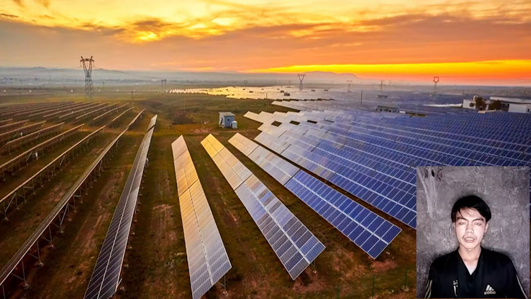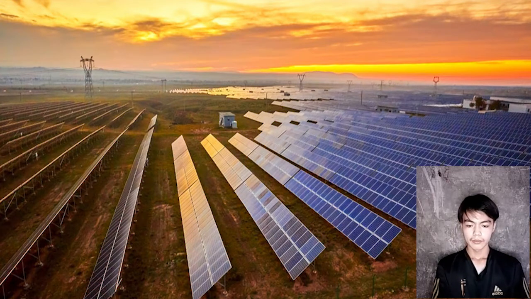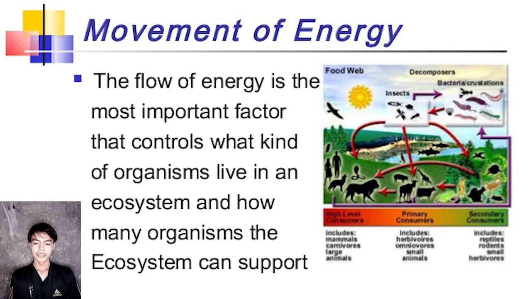Describe solar energy. Solar energy is simply the light and heat that come from the sun. Solar energy can be harnessed directly or indirectly through human use. Movement of energy: energy can move from one place to another. It can travel through space or matter.